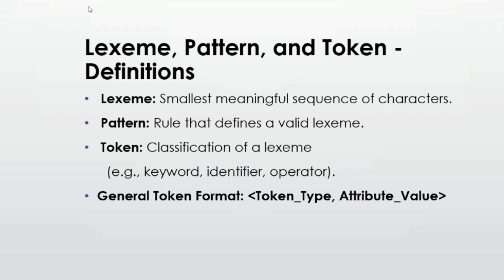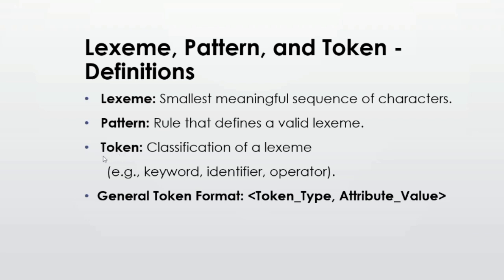That is, a lexeme is the smallest sequence of characters in the source code that matches a pattern for a token. It represents an actual substring in the program that corresponds to a valid token. Next, pattern: the spelling rule of a word. A pattern is a rule or regular expression that defines how lexemes should be structured for a given token. It is a description used by the lexical analyzer or scanner to identify lexemes in the source code.